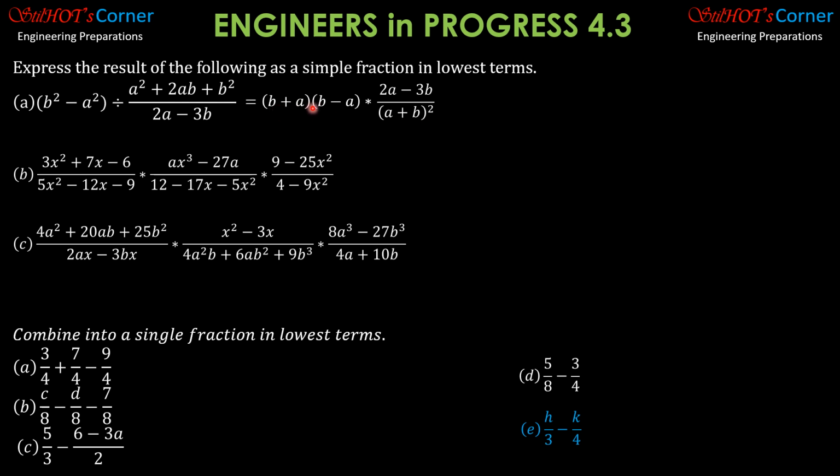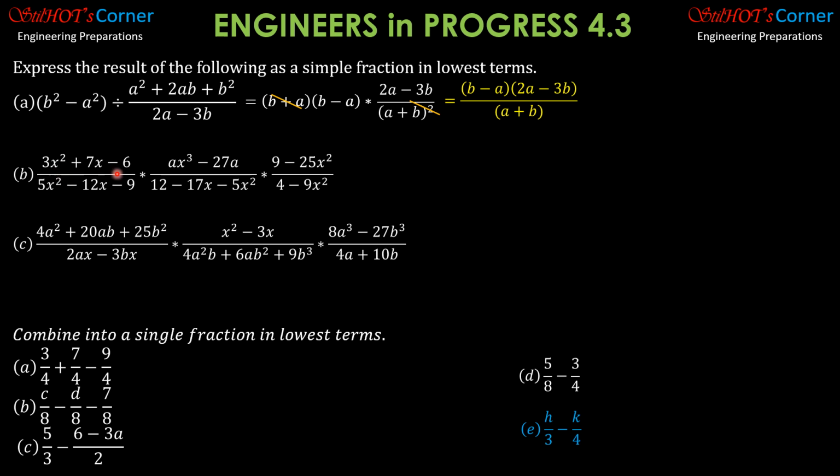Since b plus a and a plus b are the same, we can cancel b plus a, and take note there is still a plus b in the denominator, because this is squared. So finally, we cannot find common factors anymore that can be cancelled. So the final answer is b minus a quantity 2a minus 3b over a plus b. So that's it for this problem here.